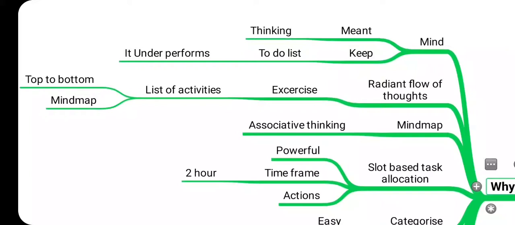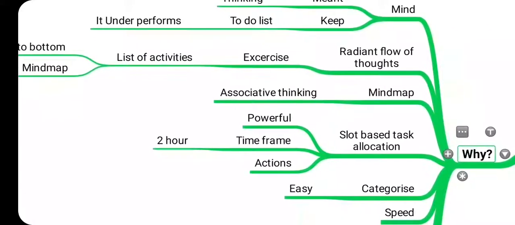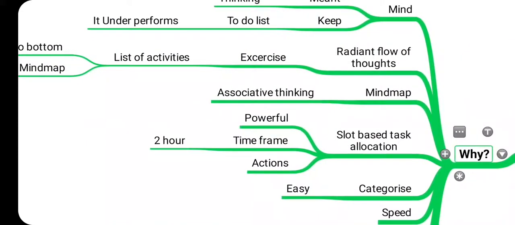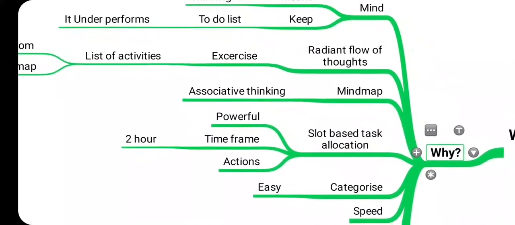This is very powerful. This will tell you how many items will come in when you write in a linear fashion, the regular way that you do it, and when you do it in a mind map fashion. Mind map is actually meant for associative thinking, so this helps you to a very large extent.